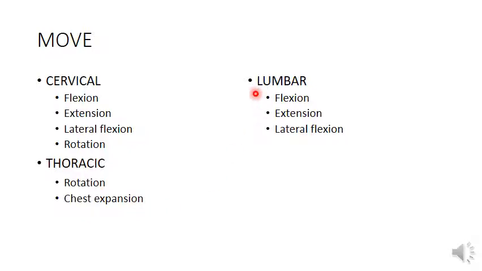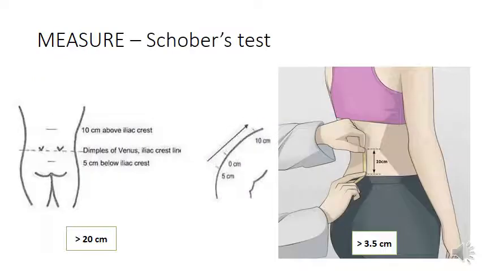The lumbar movements can be elicited by flexion. So here we would ask the person to bend over and touch the feet as much as possible. Extension, so we would be asking the person to extend back as much as possible. Lateral flexion, with arms by the side, ask him to laterally bend and touch his knees as much as possible. So these are the movements which we need to do in lumbar.